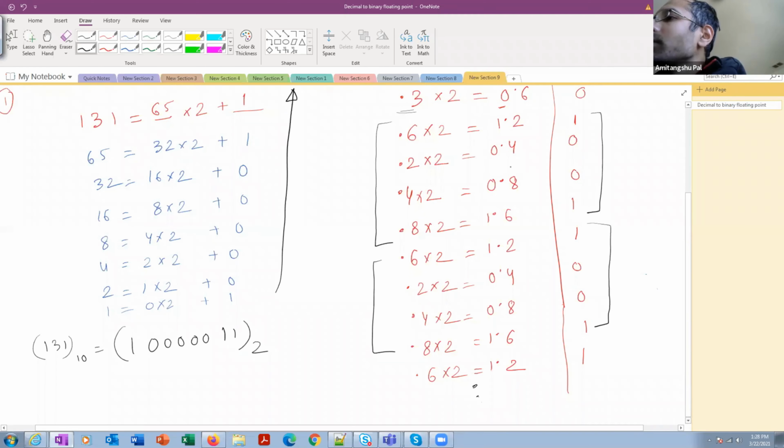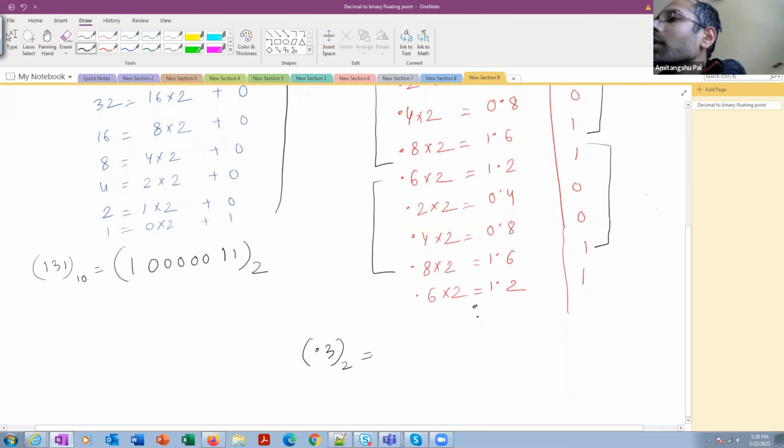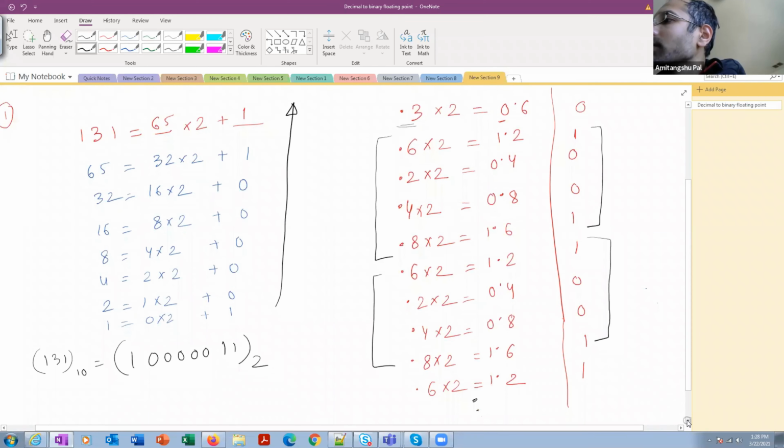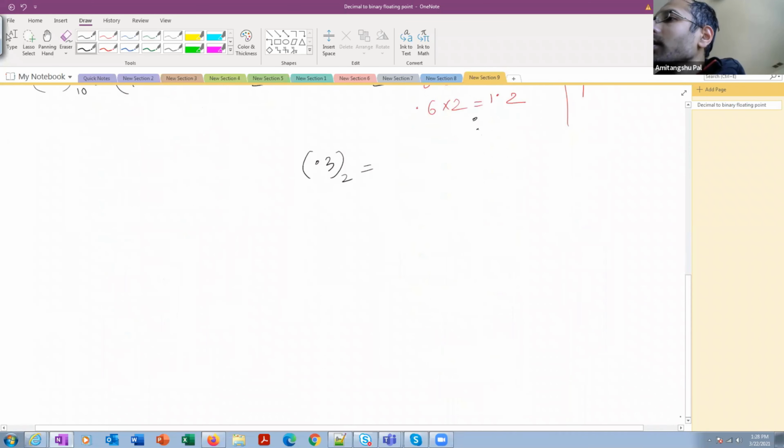This process needs to go on until the fractional part is going to be 0. In this case, we can see that we'll never get a 0 at the end. So this is going to be 0, 1001, 1001, 1001, and it goes like this. So 0.3, if I convert it to its corresponding binary representation, I'm going to get 0 followed by 1001, 1001, 1001, and so on.